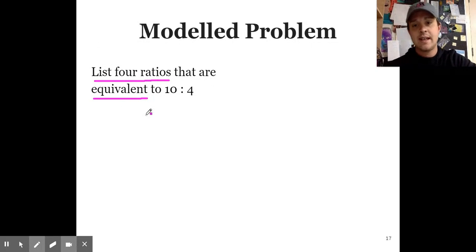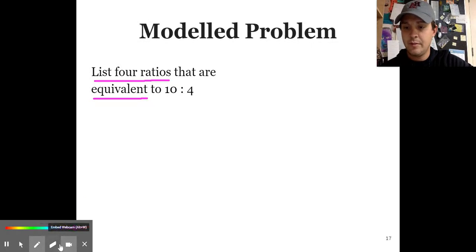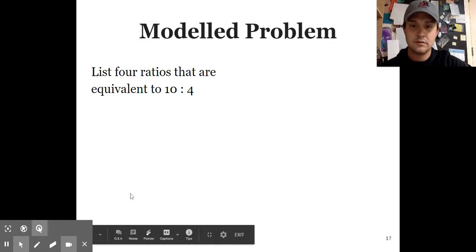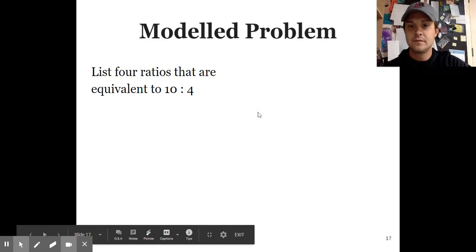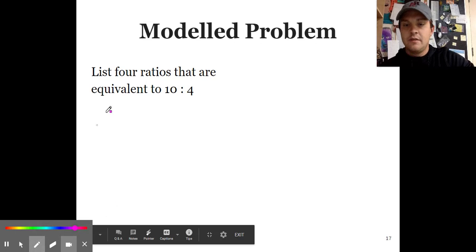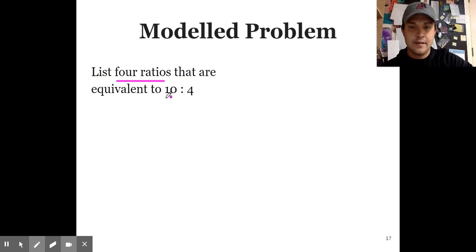So the question is asking us, what are 4 other ratios that are equivalent to 10 to 4? If I forgot what the word equivalent meant, I could literally go back 1 slide, 2 slides, and remind myself, oh, an equivalent ratio is when one ratio is the same as another ratio, like 1/2 is the same as 5/10. Okay, so 4 ratios that are equivalent to 10 to 4.